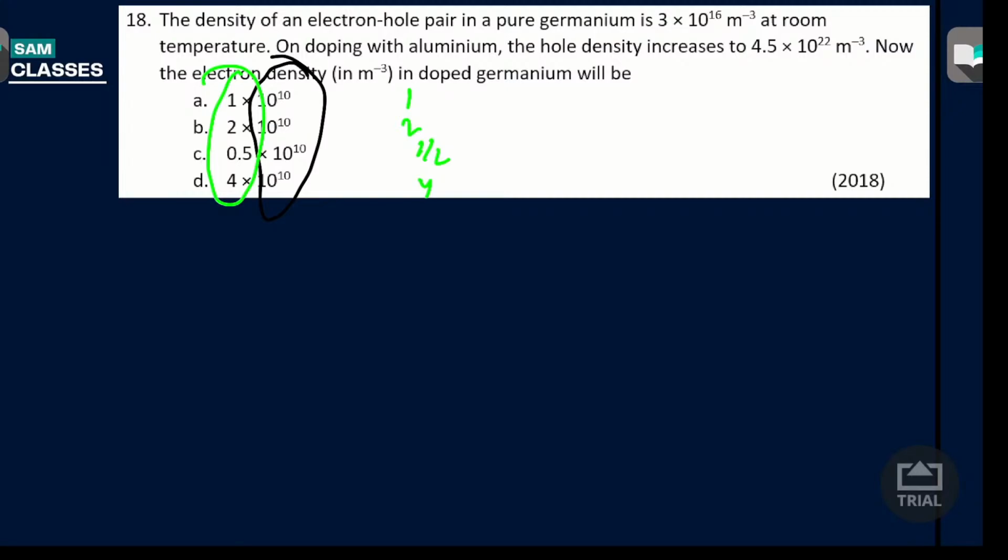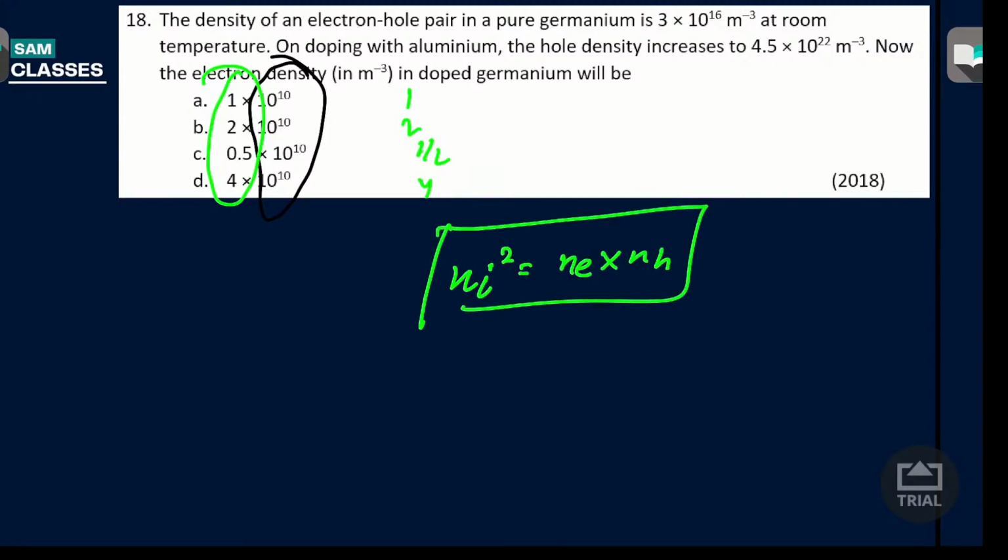Chalo, everybody see it. I gave you only one formula, bro. What is that formula? Ni square equal to Ne into Nh. I gave this. So read the question. The density of an electron hole pair in a pure germanium. Pure germanium means no doping. So this is Ni, 3 into 10 power 16.